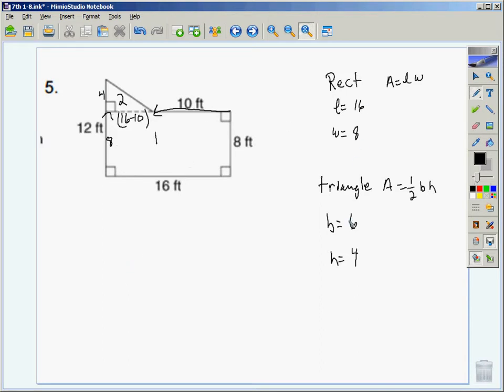Once I have these numbers, it's just putting numbers into a calculator. This would have been 16 times 8. This would have been 6 times 4 divided by 2, which means this would have come up to 12. This would have come up to 128. And then I would have done what with these two numbers? Add them together, which is why it comes up to 140 feet squared.